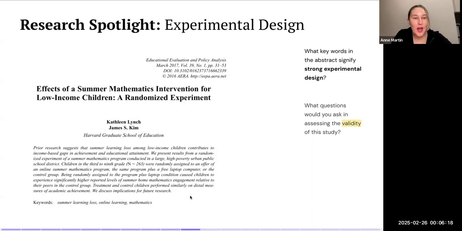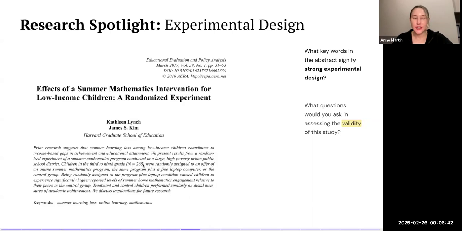So here in the abstract, it might be kind of small, so I will just run over this for you. They're saying that prior research suggests that summer learning loss among low-income children contributes to income-based gaps in achievement and educational attainment. We present results from a randomized experiment of a summer mathematics program conducted in a large, high-poverty urban public school district. Children in the 3rd to 9th grade, then this means how many participants they have.